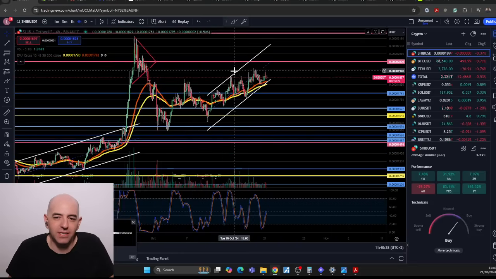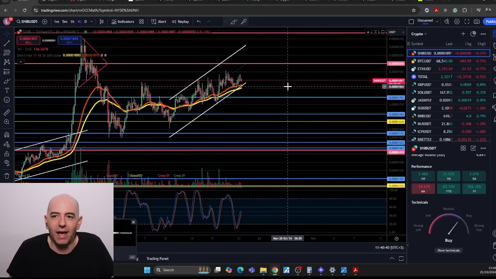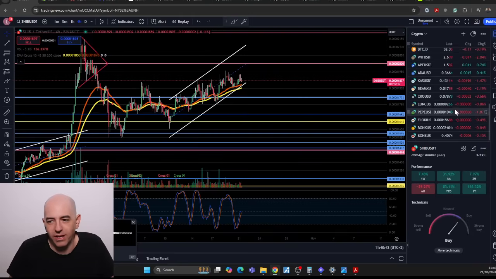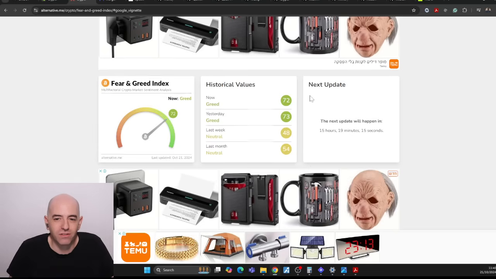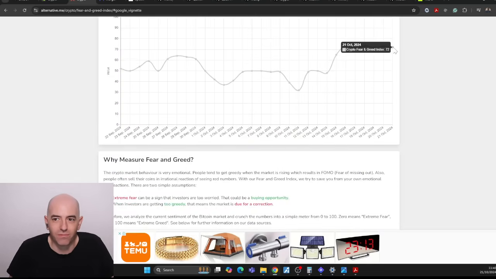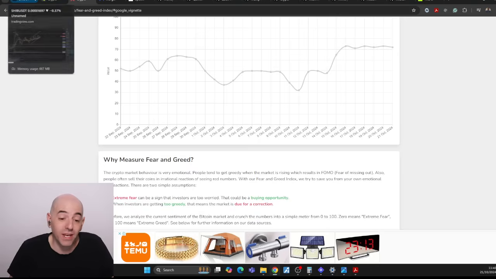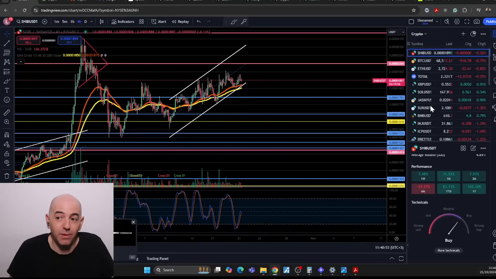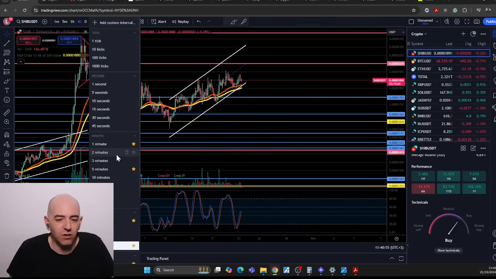It will be interesting to see where potentially Shiba Inu and Bitcoin and the rest of the crypto market will go here. The crypto fear and greed index went down a little bit. Interestingly, it's still pretty flat at 72, even though the price of Bitcoin went up. So people aren't that greedy. People may be a little bit concerned about what could potentially happen.